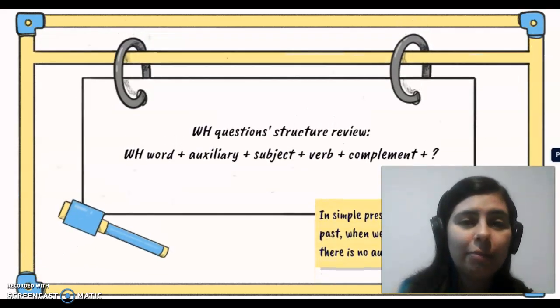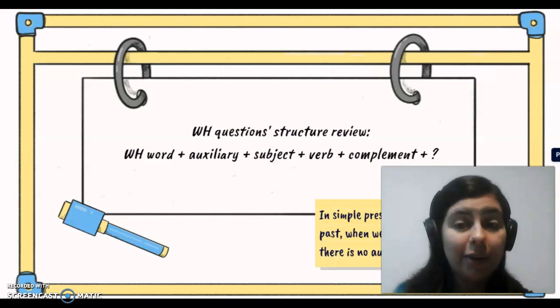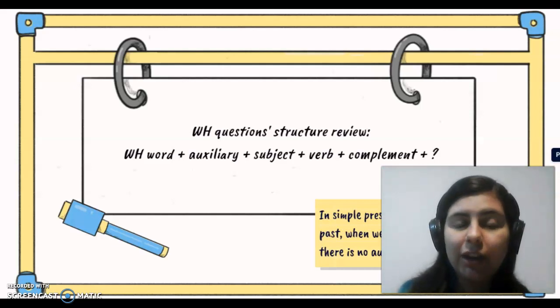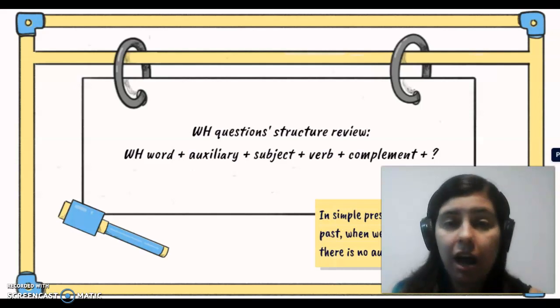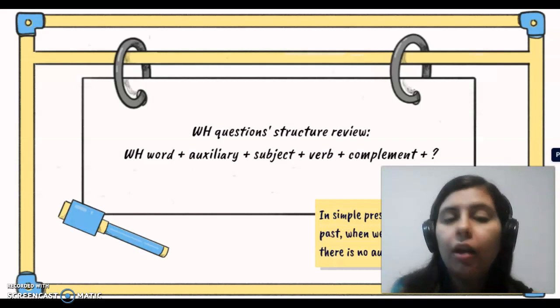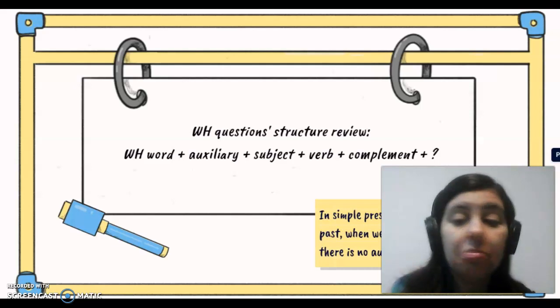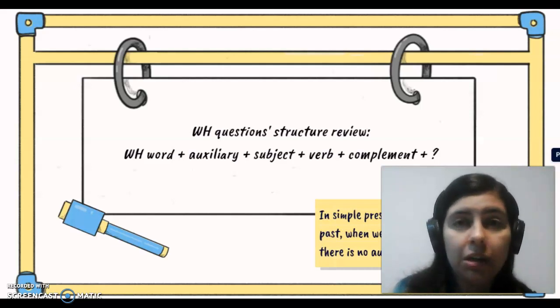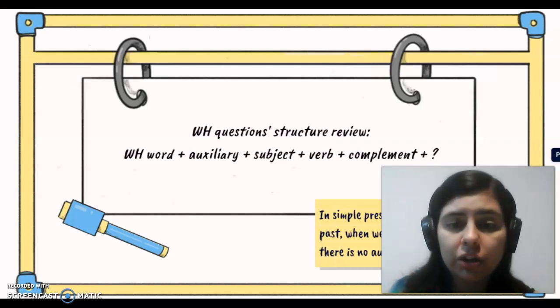The first part of the review, we're going to talk about the structure of the WH questions. We use the WH question word, for example, what, when, where. An auxiliary verb, could be have, could be do. The subject, any person, you, me, the world. The main verb of the sentence, complement, and a question mark.